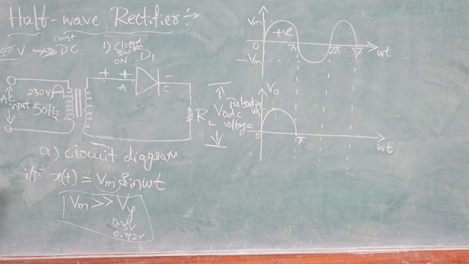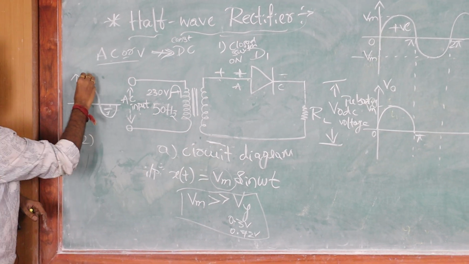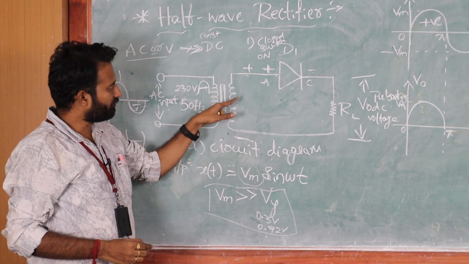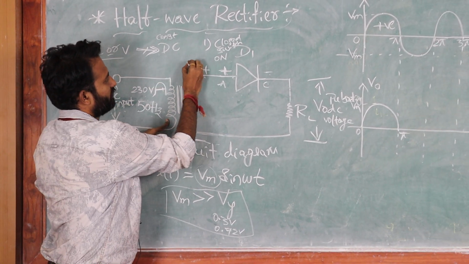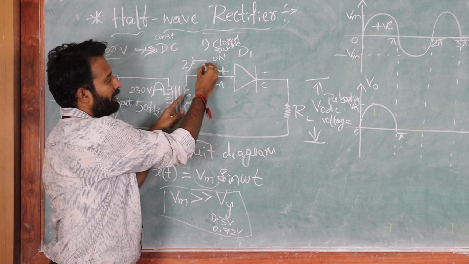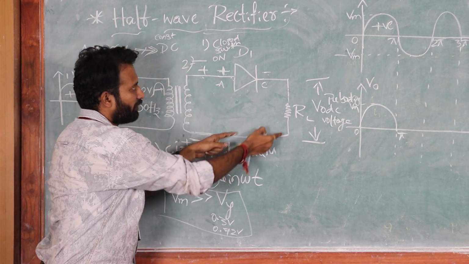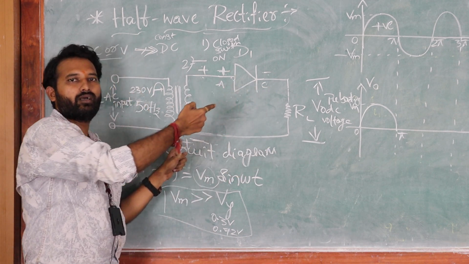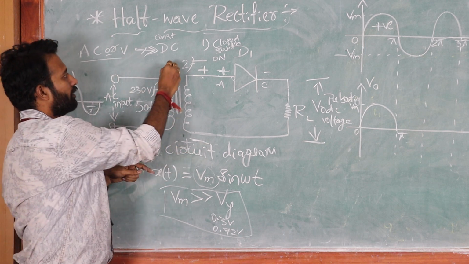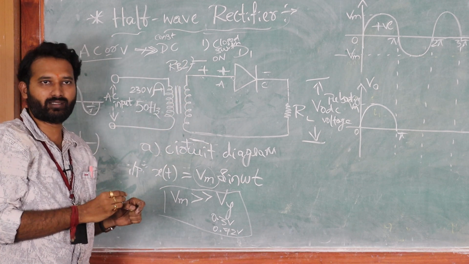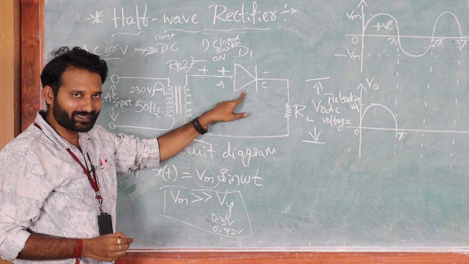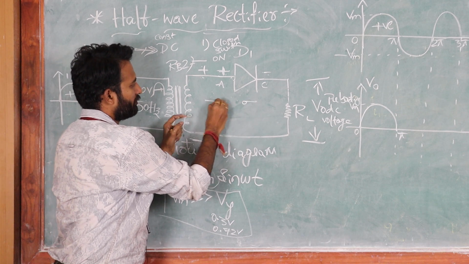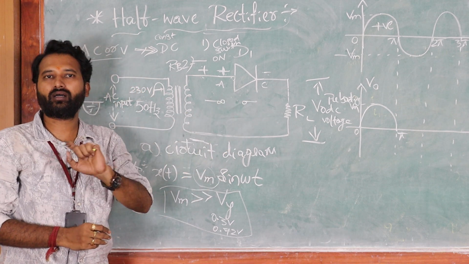Now my second case is this. What will happen if my input is a negative half cycle? If the input is a negative half cycle, negative will be applied to the anode and positive will be applied to the cathode, which means the diode will be under reverse bias condition. Under reverse bias condition, vice versa, the diode will act as an open switch. It does not conduct.